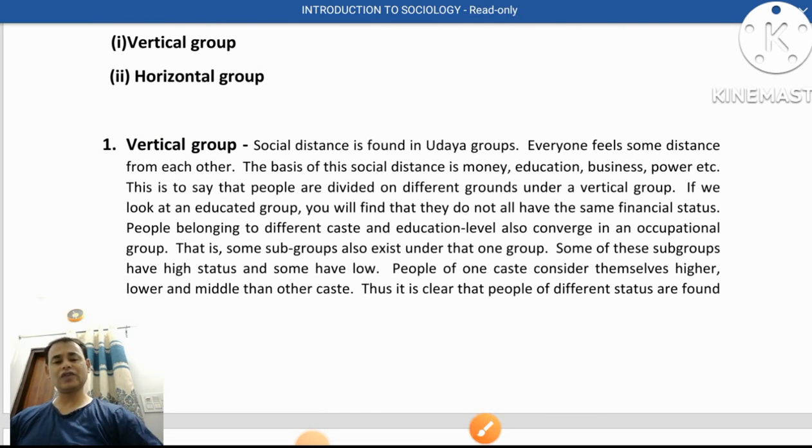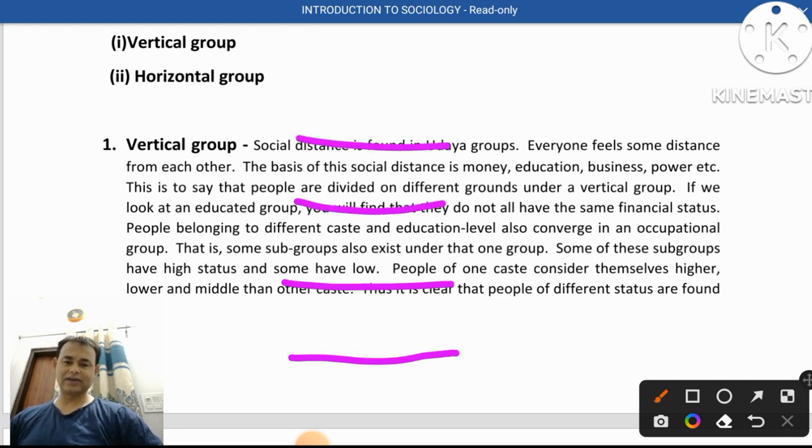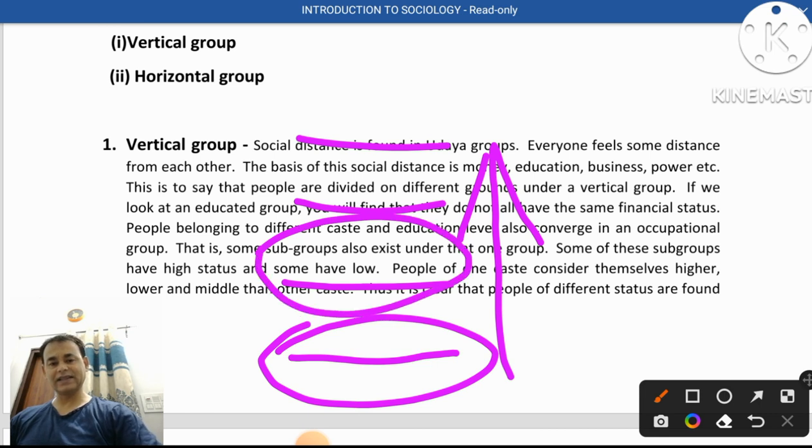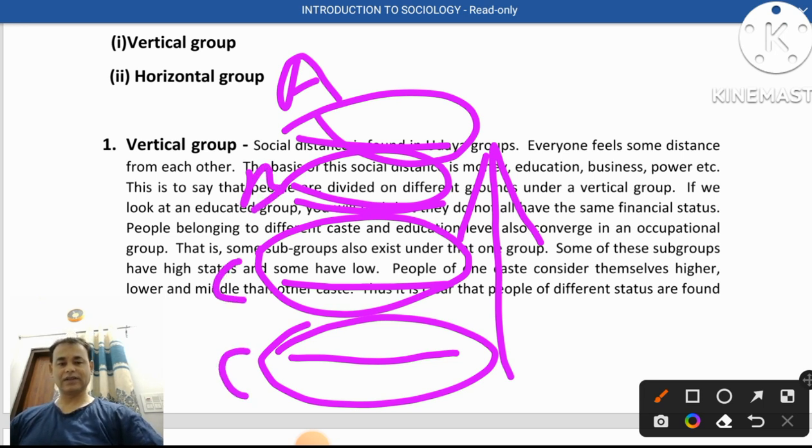Vertical group: social distance is found, everyone feels some distance from each other. Vertical group means here is a primary teacher, here is a middle school teacher, here is a high school teacher, here is a degree college teacher. This is vertical. Means there are some statuses high and low. Status of A is higher than B, status of B is higher than C. So this is vertical.